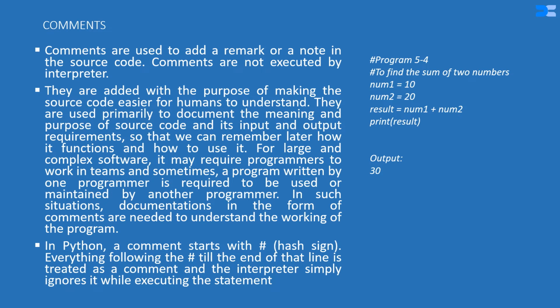In Python, a comment starts with a hash sign. Everything following the hash till the end of that line is treated as a comment and the interpreter simply ignores it while executing the statement.